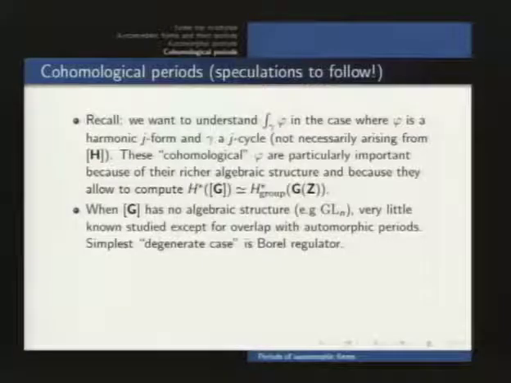so I said that these cohomological periods sometimes overlap with automorphic periods. But other than that case, which sort of falls under the previous umbrella, this has been very little studied. And the degenerate case of this, when you take phi to be somehow the constant automorphic form, is related to the theory of the Borel regulator. And that's the only case I know where there's a significant study of this.